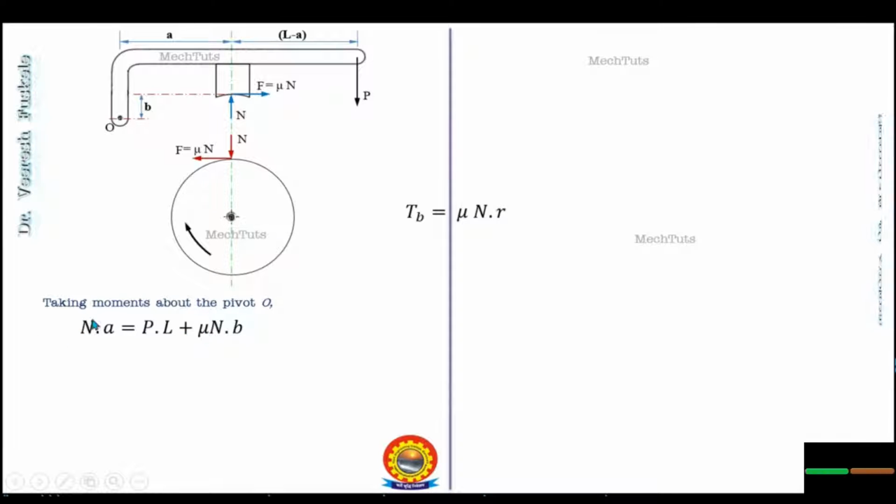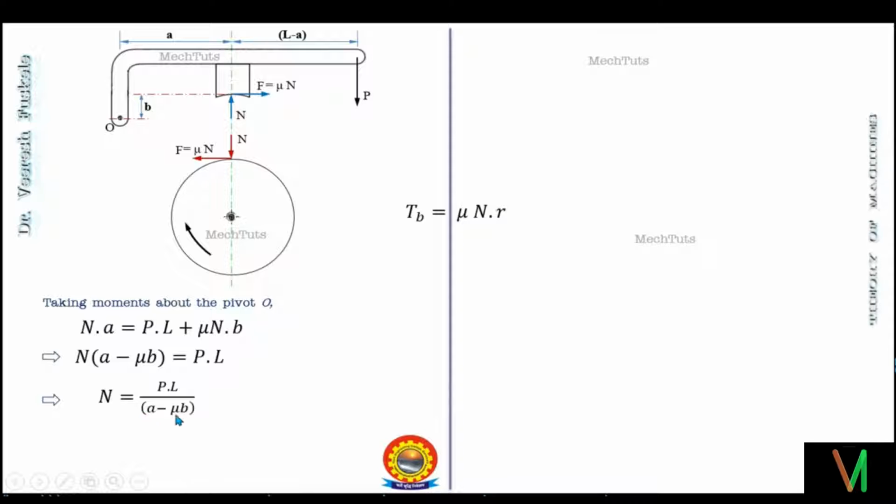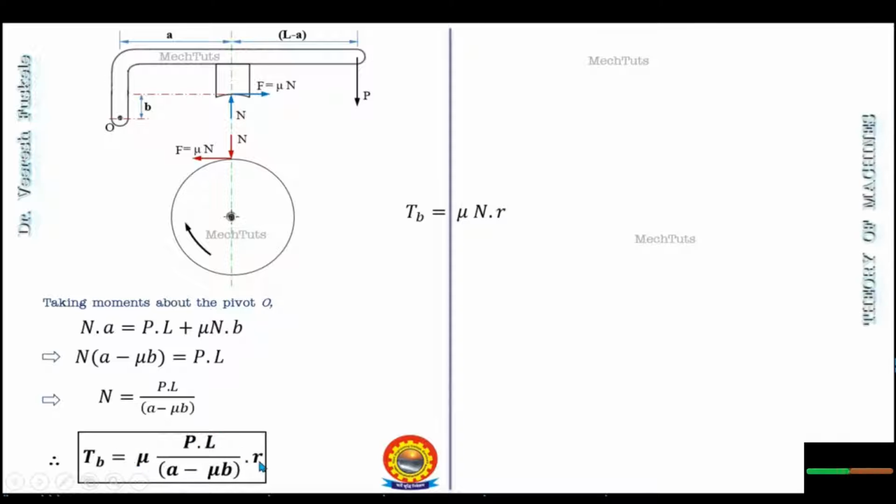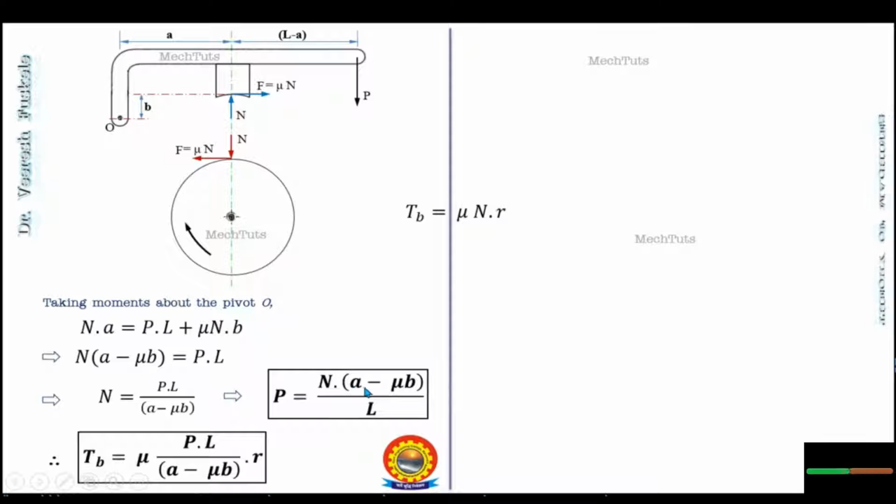So from here we can find out the value of N as follows. This term will be taken on the left hand side, so this will give us N into (a minus mu b) is equal to PL. So from here we get the value of N as PL upon (a minus mu b). Putting this value in the torque equation, we get the braking torque as Tb is equal to mu PL r upon (a minus mu b). Also from this equation we can get the value of the applied force P as N into (a minus mu b) upon L. So this is the case when the drum is rotating in the clockwise direction.